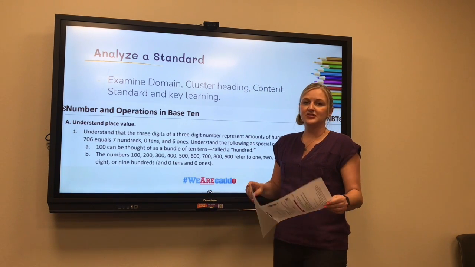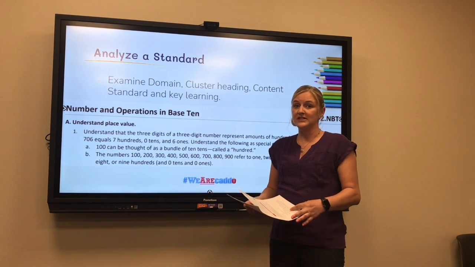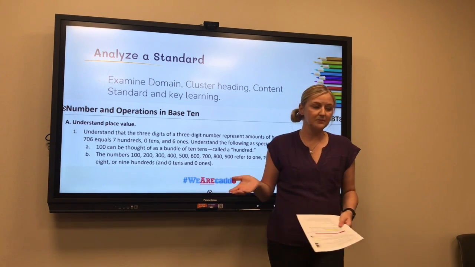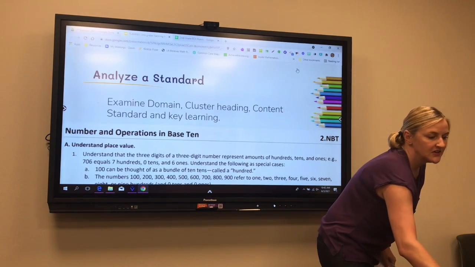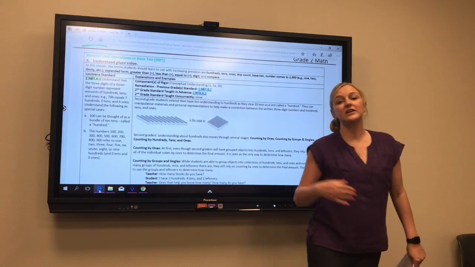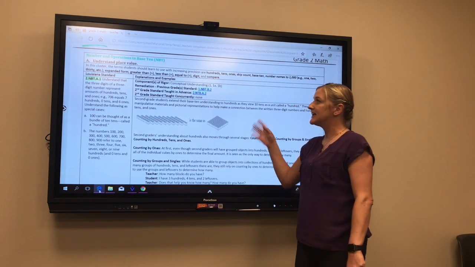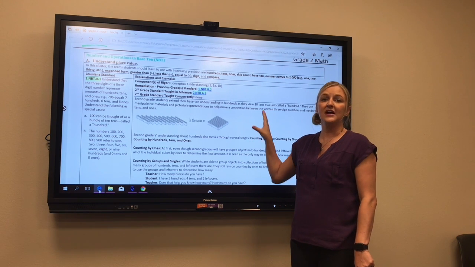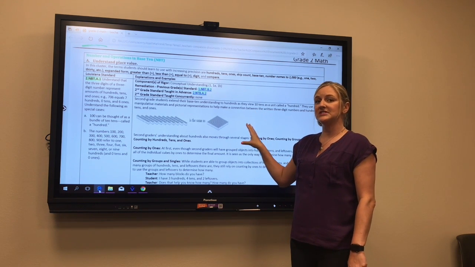Now we want to understand some of the key learning for this standard. So we're going to pull up the companion document. Your grade level facilitator has probably already directed you to do this, and I've already pulled it down to where the numbers and base 10 operations standards start.